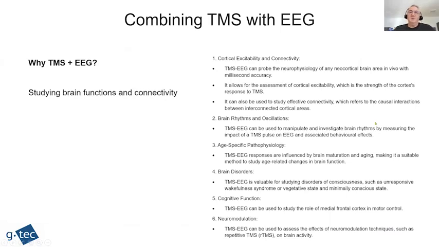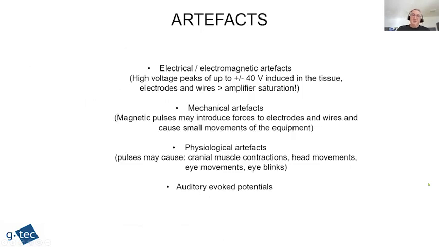So why would we combine the TMS and EEG in the research? That is because we can study very well brain functions and also the connectivity with the propagation of the signal. And as you can see, there are a lot of different specific sub-areas which are mentioned here. You can further investigate it, but in the interest of time, I will keep this part short.